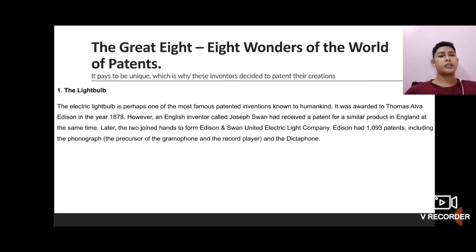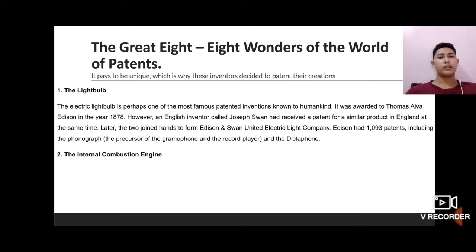It was awarded to Thomas Alva Edison in the year 1878. However, an English inventor called Joseph Swan had received a patent for a similar product in England at the same time. Later, the two joined hands as Edison and Swan United Electric Light Company. Edison had 1,093 patents, including the phonograph, the precursor of the gramophone and the record player, and the dictaphone.